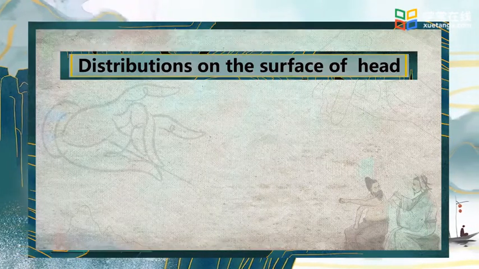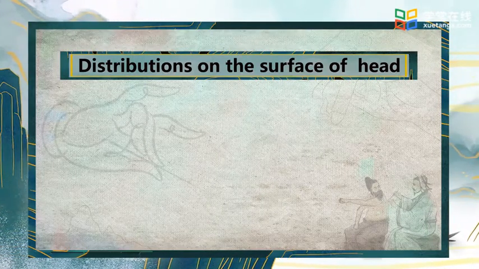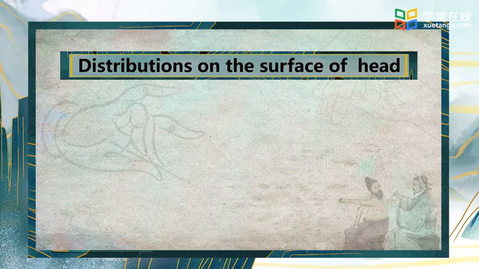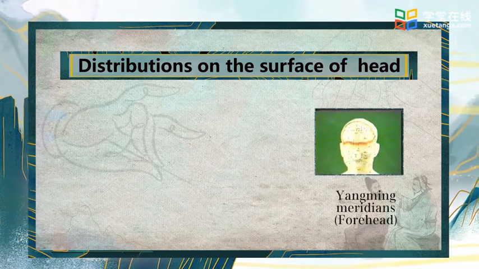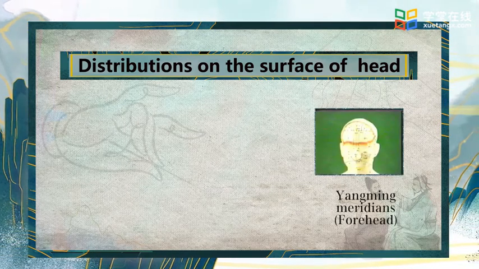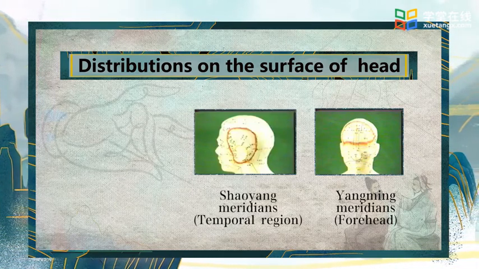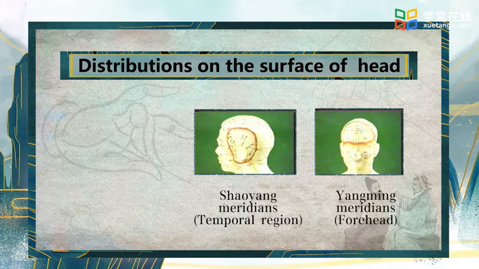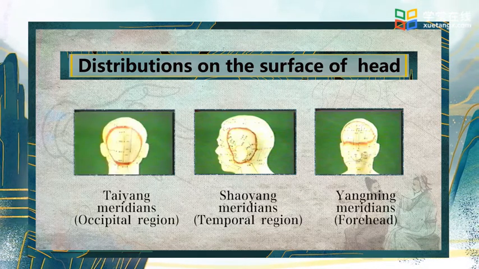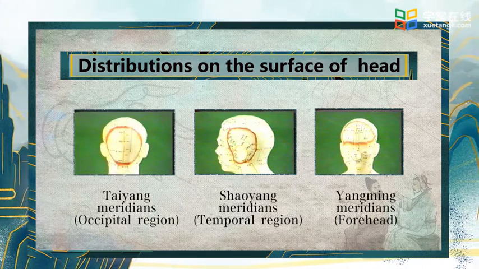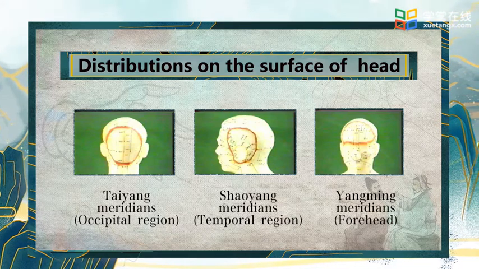The distribution pattern of the yang meridians on the head is that Yang Ming meridians occupy the anterior part of the head, forehead. Shao Yang meridians lie on the lateral side of the head, temporal region, while the Tai Yang meridians run on the posterior part of the head, occipital region.